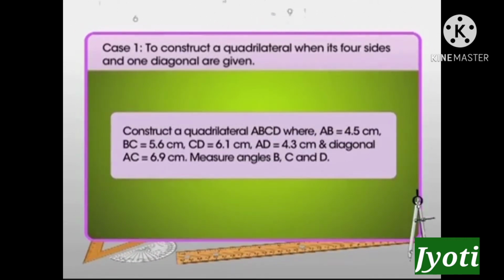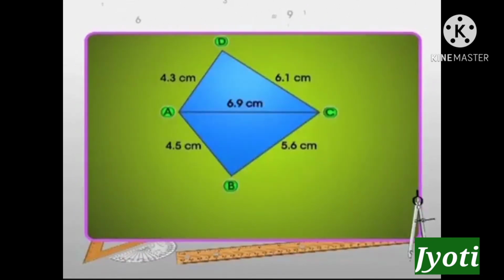Construct a quadrilateral ABCD where AB is equal to 4.5 centimeters, BC is 5.6 centimeters, CD is 6.1 centimeters, AD is 4.3 centimeters, and diagonal AC is equal to 6.9 centimeters. Also, measure the angles B, C and D. You now want to check out the steps for constructing the quadrilateral ABCD.